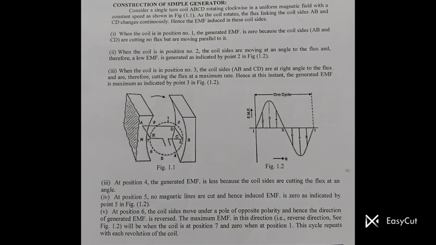Why is the EMF alternating? The induced EMF in the coil is alternating in nature because the coil sides move under north and south poles alternately. But we need direct current. That's where the commutator comes in.